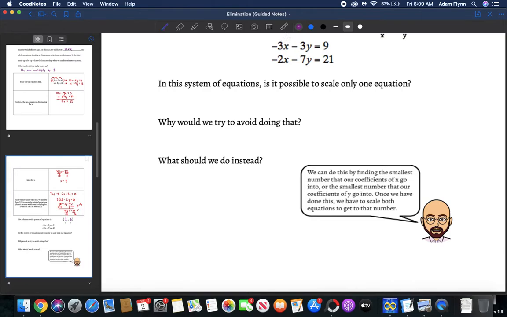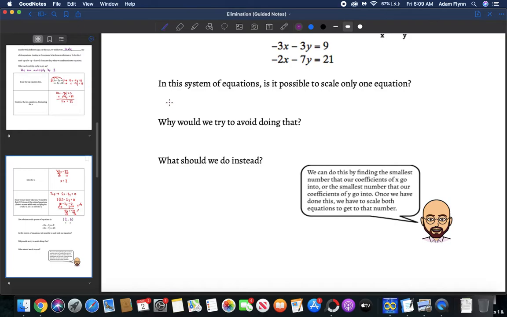For our x's, we've got a coefficient of -3 and a coefficient of -2. When we combine those, they will not eliminate. -3 and -2 are not the same number with different signs. If we take a look at the y's, we've got -3 and -7 as our coefficients. Those are also not the same number with opposite signs, so they're not going to eliminate either. So we're going to have some work ahead of us, and that's completely okay.